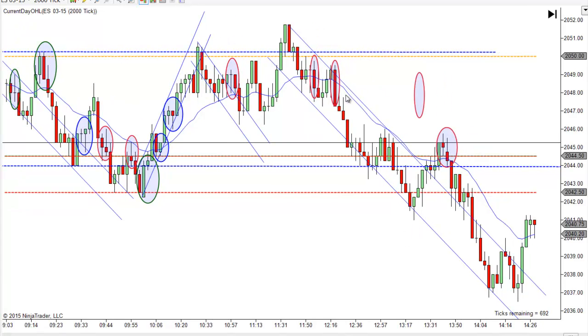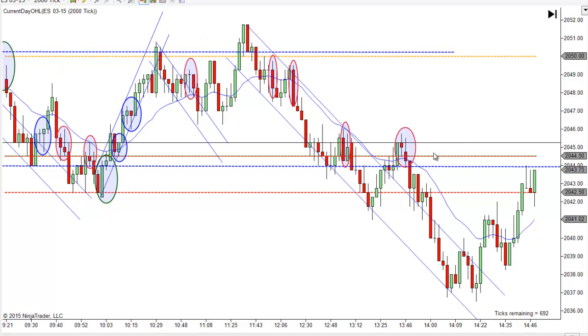That's your first break of this big channel, and it gives you a second entry short right there. And that turned out to be a nice move too. And that was the last one that took you into the 2 o'clock hour.